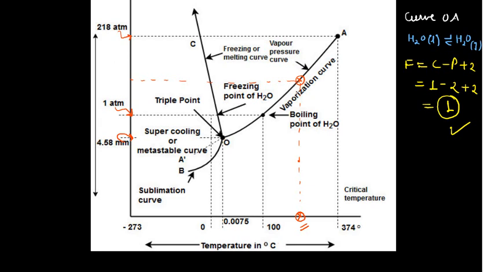So, in this particular diagram you can easily see that at 100 degree centigrade the vapor pressure is equal to the 1 atmospheric pressure. Remember, this line belongs to the vapor pressure, not the atmospheric pressure. So, this vapor pressure at 100 degree centigrade is equal to the 1 atmospheric pressure. That means this point is the boiling point of your water. Okay. So, this is the explanation for this particular curve. I hope there is no problem in that.